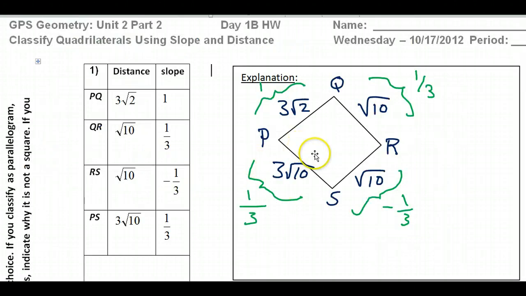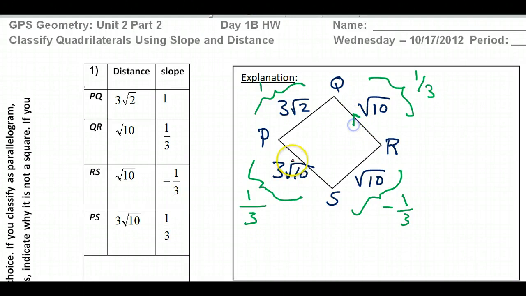Okay, so it's definitely not a parallelogram. Equally, I could have looked at the slopes. If this is a parallelogram, opposite slopes should be the same, because that's what it means to be parallel. If the lines are parallel, the slopes will be equal. And if I were to look at these slopes, PS and QR, look, these are the same. That means these lines are parallel.